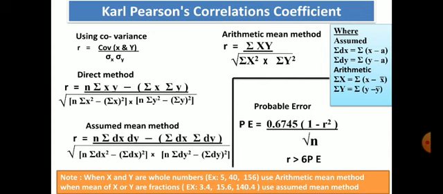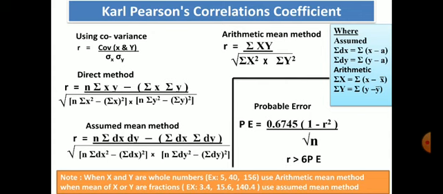Using covariance: r is equal to covariance between x and y divided by standard deviation of x into standard deviation of y. And the direct method formula is n summation xy minus summation x into summation y divided by square root of n summation x square minus summation x whole square into n summation y square minus summation y whole square.